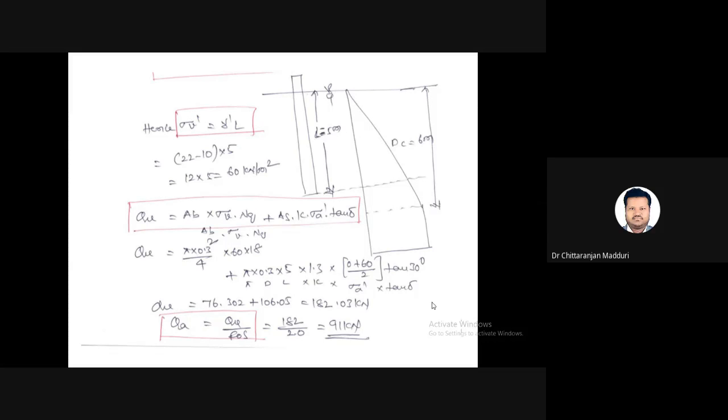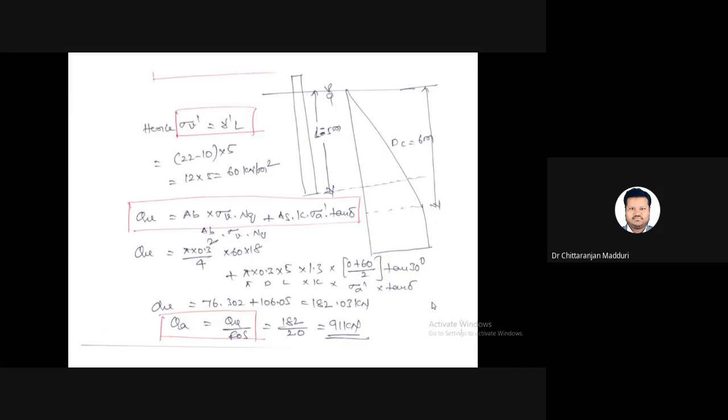So pi into diameter of the pile equal to 0.3, length of the pile equal to 5 meters, into K value equal to 1.3, into at top undrained cohesion equal to 0 plus at the bottom of the pile it is 60 kN per meter square. So (0 plus 60) by 2 into tan delta. Delta equal to 30 degrees. If it is not given in the problem, it is taken as phi value equal to delta. So tan delta with delta equal to 30 degrees. We will get ultimate load equal to 182.03 kilonewtons.